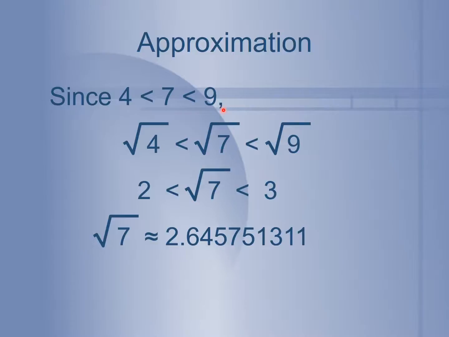Step 1, think of the perfect squares that are before 7 and after 7. So if you're looking at your list of perfect squares, 4 comes before 7 and 9 comes after 7. Then we take the square root of every number. So the square root of 4 is 2 and the square root of 9 is 3, which means the square root of 7 is between 2 and 3.